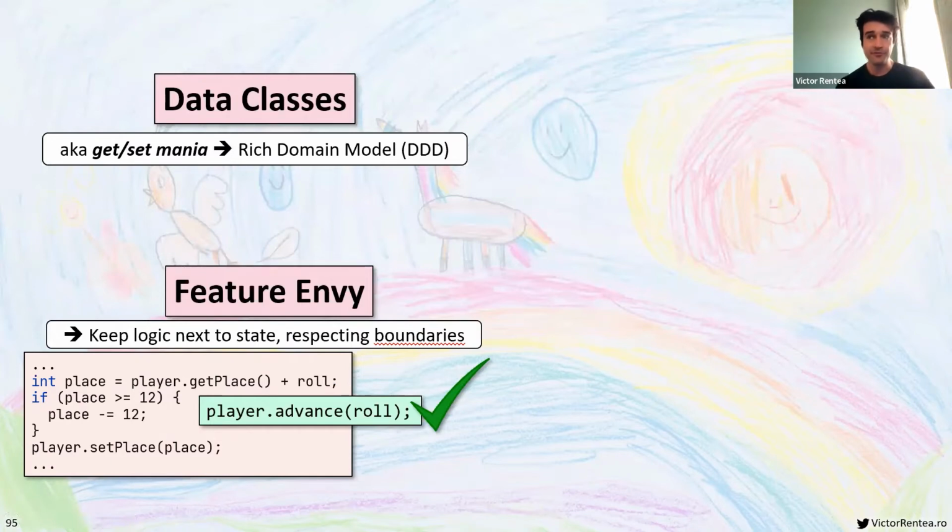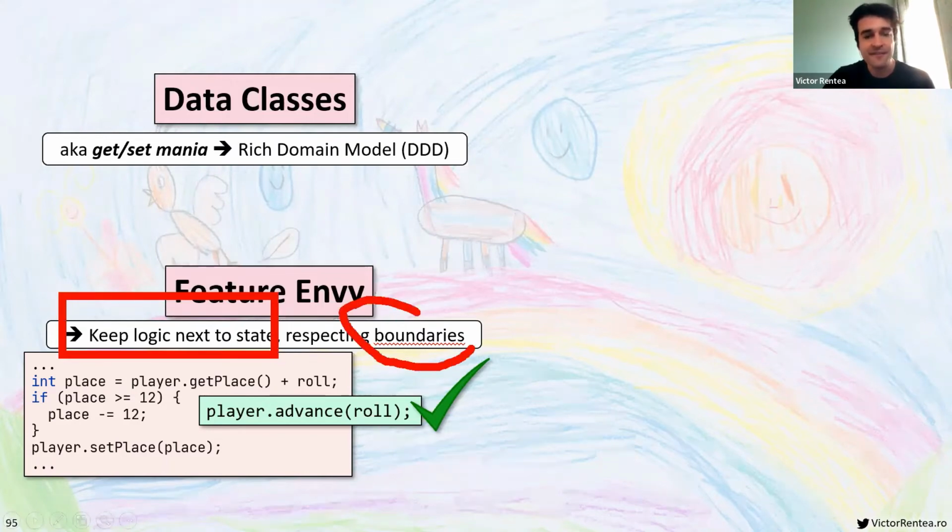Don't follow rules blindly, but explore both solutions. Look at how this code looks with rich entities, look at how it looks with anemic entities, and decide. Anyway, keep logic next to state, but be very careful with boundaries.